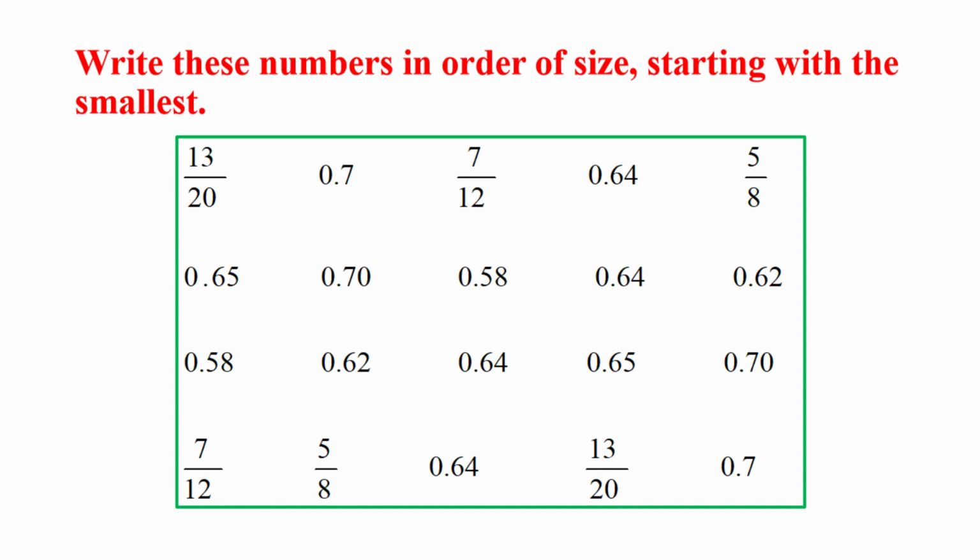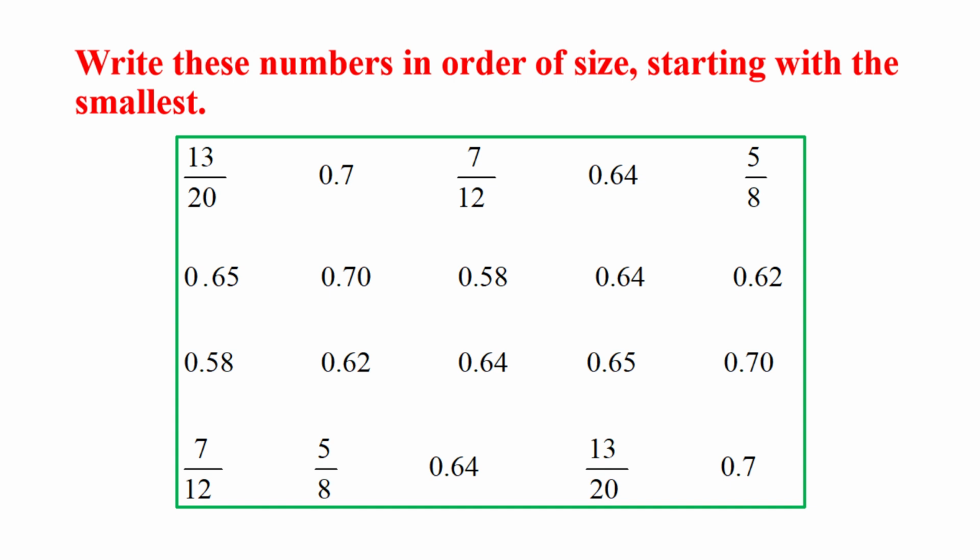First, we'll convert each fraction to a decimal to make comparison easier. Let's start with 13 over 20. To convert it, divide 13 by 20. 13 divided by 20 equals 0.65. Next, let's convert 7 over 12. Dividing 7 by 12 gives us approximately 0.58.